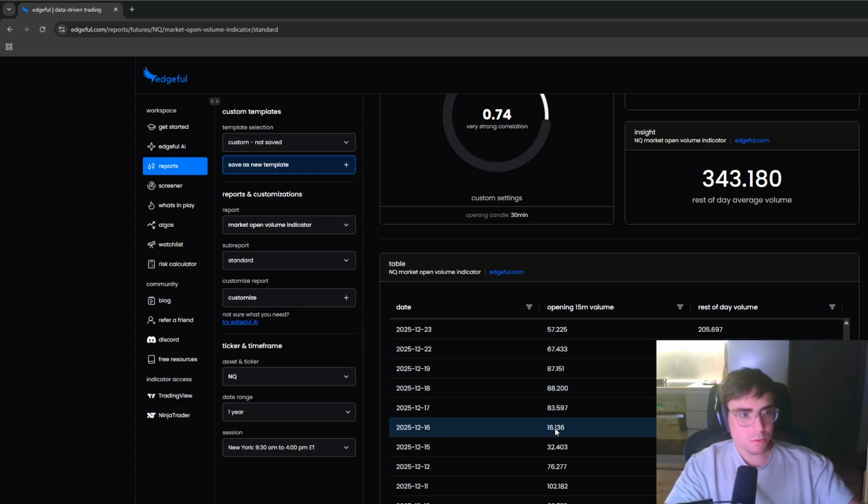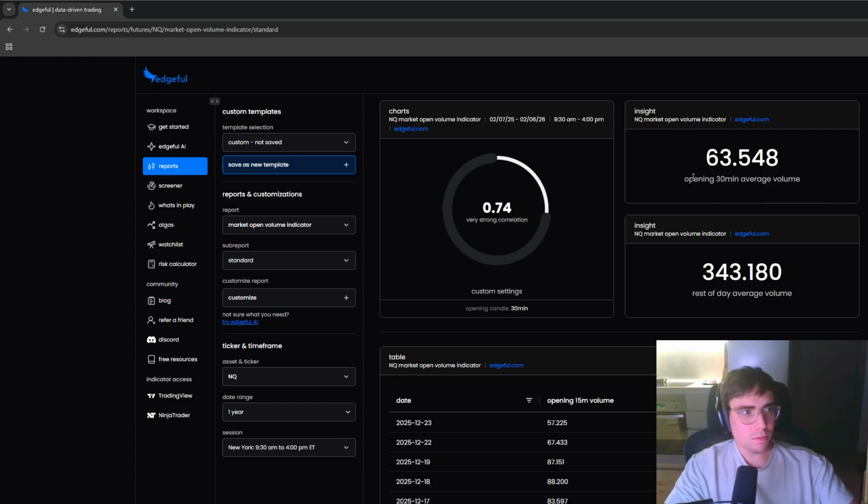I wanted to show you an example. As we might know, and if you don't know, December is usually a bad month for indices because volume disappears basically, and we can see that because for example, here on the 16th of December 2025, we have an opening volume of 16,000, and then the rest of the day volume is 64,000. It's clearly way below the average for the 30-minute open, and following the correlation, it's way below the average for the rest of the day.